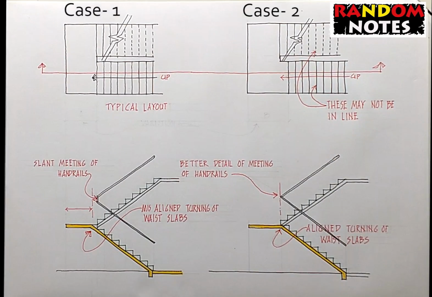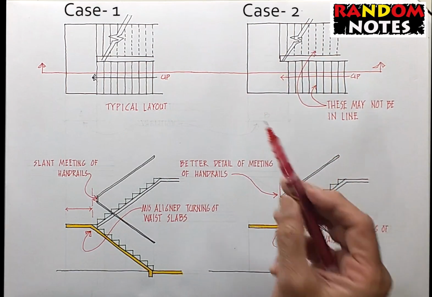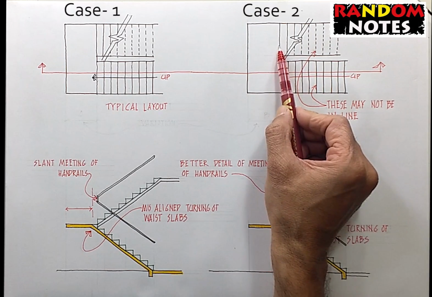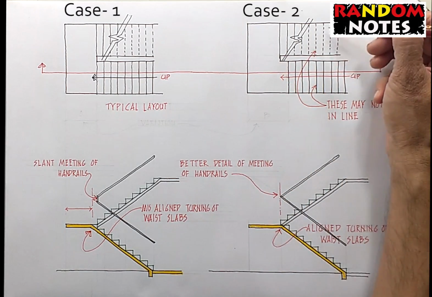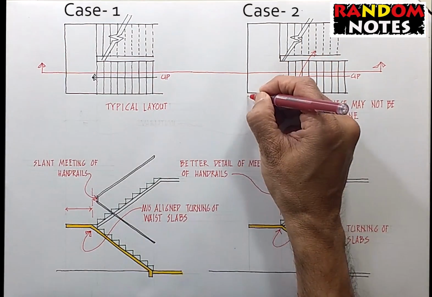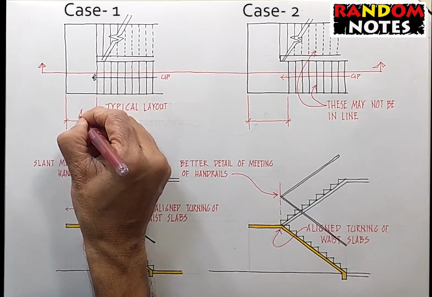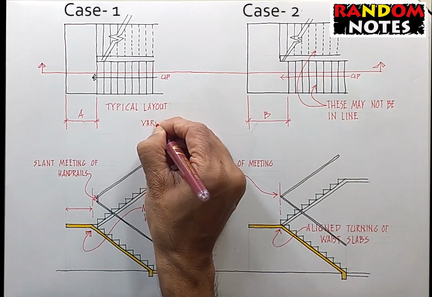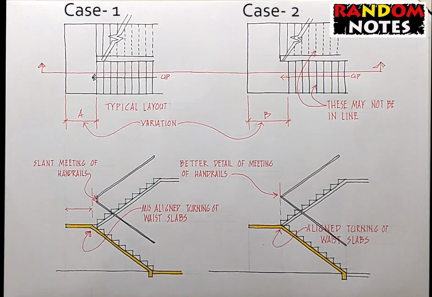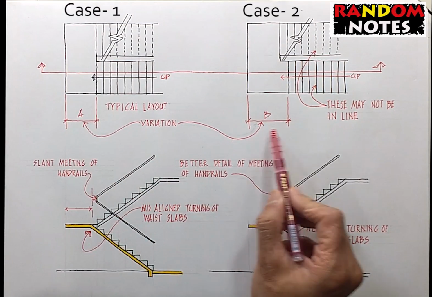In this plan, you can again verify that the two risers right next to the mid landing are not aligned, and these edges of the treads are not necessarily in line. There is a variation in the width of the two mid landings. A is minimum width of the flight as per bylaws. B is bigger than that.